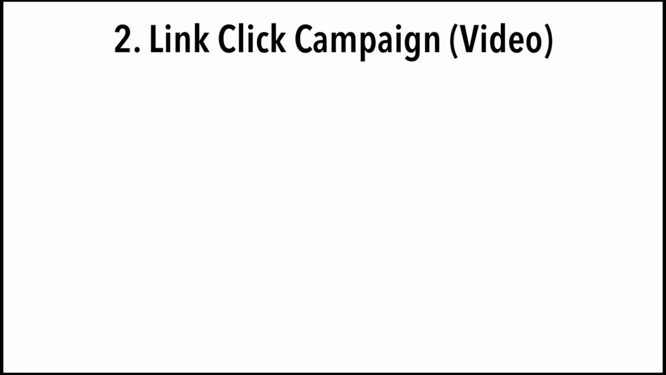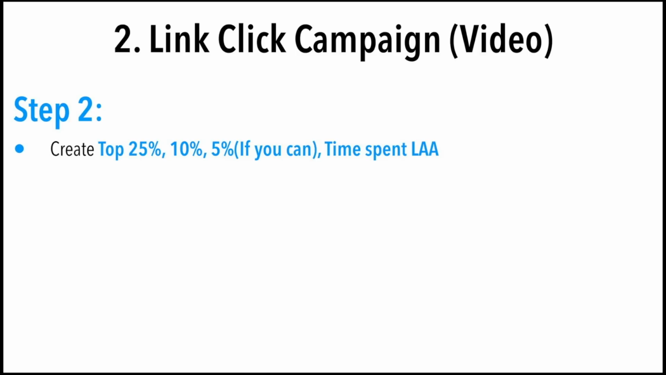And now the second step of the link click campaign, again, is going to be making a lookalike audience, but something more tailored towards the link clicks. Because we're getting so much traffic to our website, we can now make lookalike audiences based off of the people who are spending the most time on our website. So we have the top 25%, top 10%, and top 5%. Now, make the 10% and the 5% if you can.